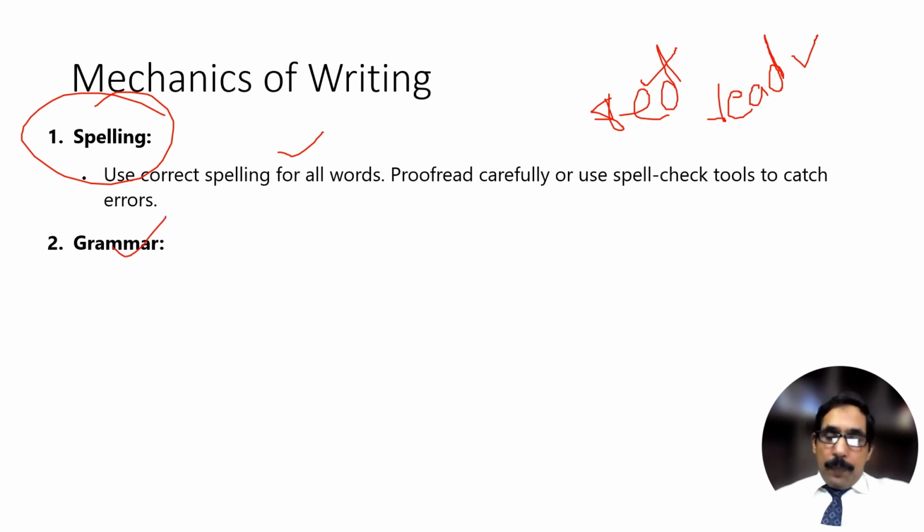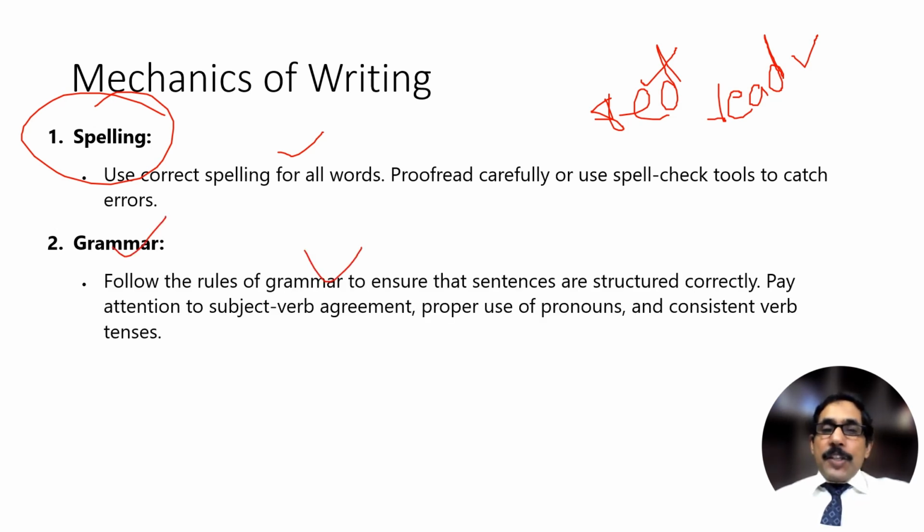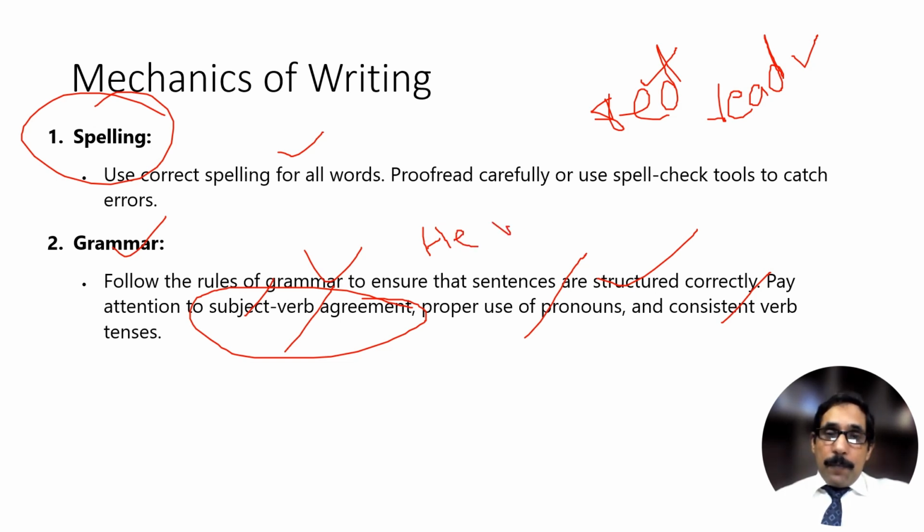Next one is grammar. Follow the rules of grammar to ensure that sentences are structured correctly. Pay attention to subject-verb agreement, proper use of pronouns, and consistent verb tenses. So when you are writing, you must be careful that the verb and subject agreement is right. If the subject is singular, it is followed by a singular verb. For example, he writes, she writes, we do, they do. This is known as subject-verb agreement.